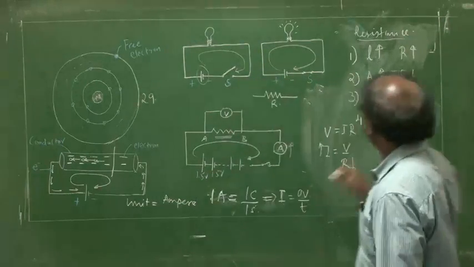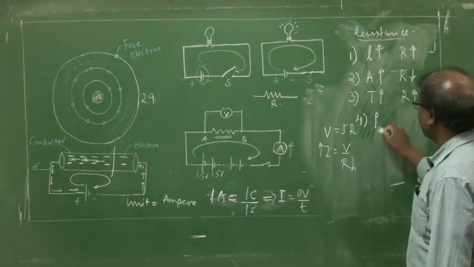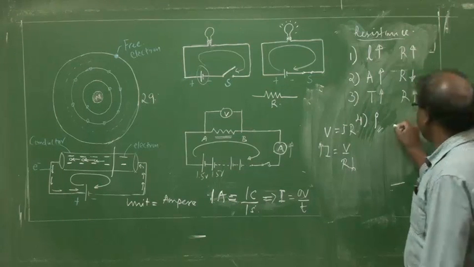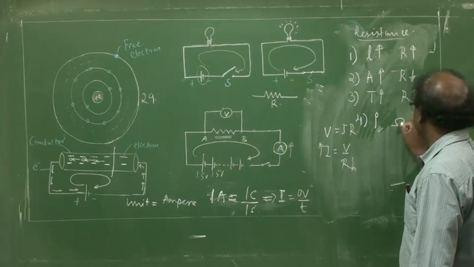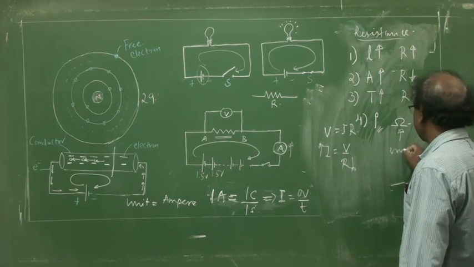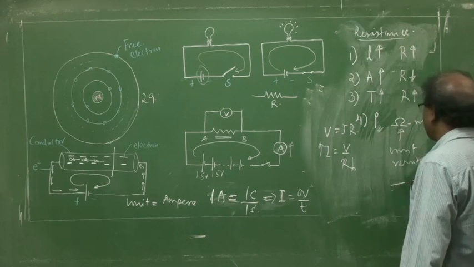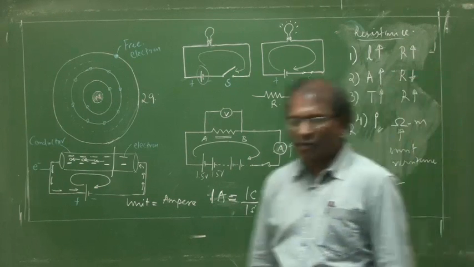But having said that, the resistance also depends upon the specific resistance of the wire or the conductor, which is measured in ohm meter. Resistance is measured in ohm, and specific resistance is measured in ohm meter.